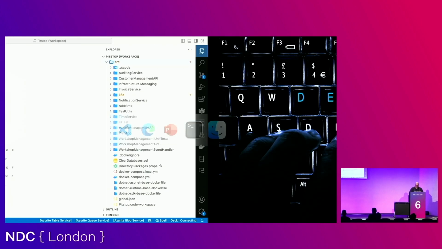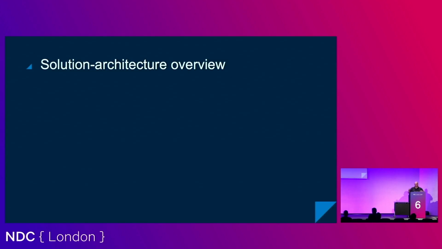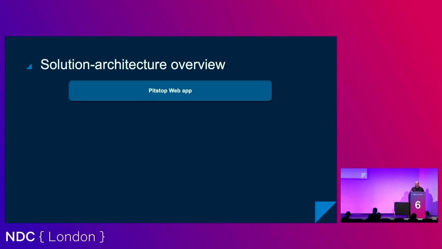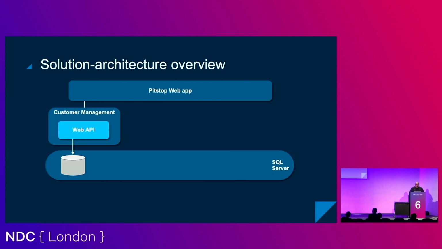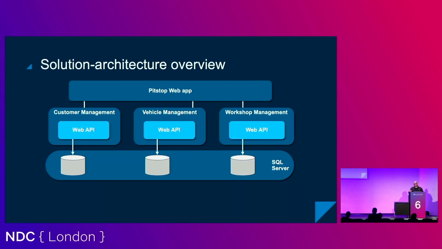So when we go back to the slides, what is the architecture? I hardly want to call it an architecture, but what is this application made up of? Well, we have the web application that we just saw. This is just an ASP.NET web application running in the browser. And it uses a couple of APIs. First of all, the customer management API, the vehicle management API, and the workshop management API. They all use a SQL Server with separate databases in there to store the data.